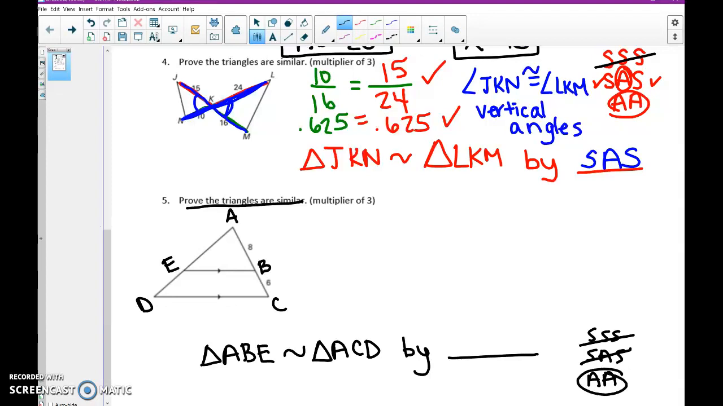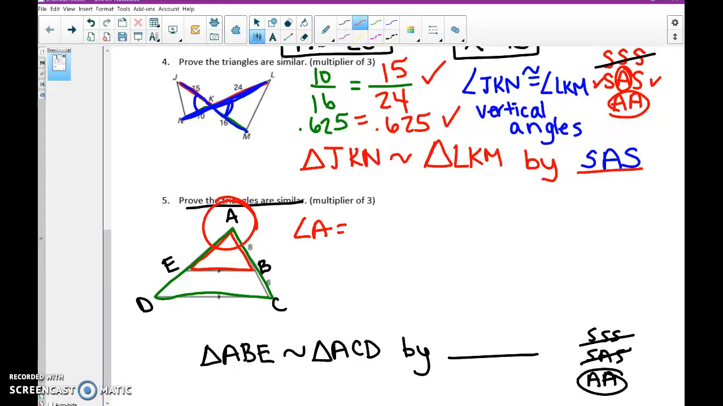That means I'm stuck with angle, angle. There's no vertical angles here, but look at my 2 triangles. I've got this little guy right here, and I've got this bigger one. Which letter do both of those triangles share? Look at the 3 corners of each one. Which one do they both have the same letter? Right here. They both share angle A.